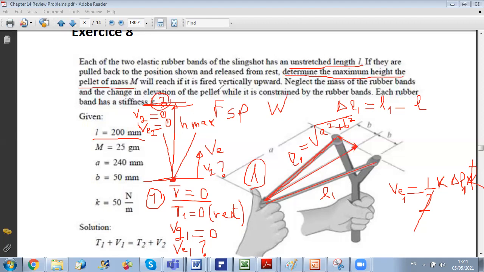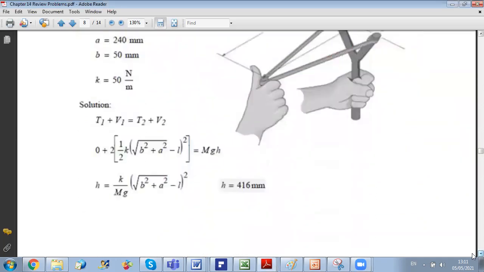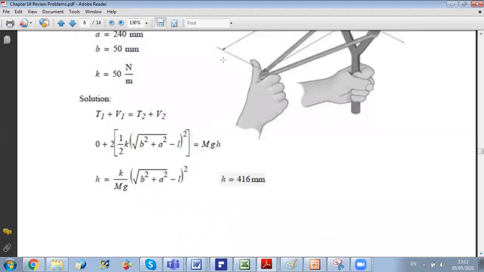Since here they didn't ask you what is the velocity after we remove our hand, there is no need to divide into 1, 2, 3. You can directly apply from 1 to 3 because this will give you the final answer in just one step. Okay? Any question on this? So if you want, let us see the details here together. Here they just applied between the initial and final state. So therefore, the potential elastic energy was converted into potential gravitational energy from 1 to 3.